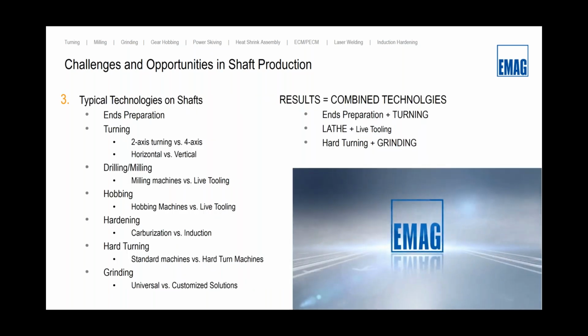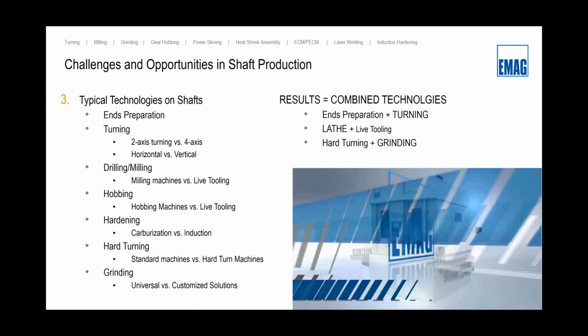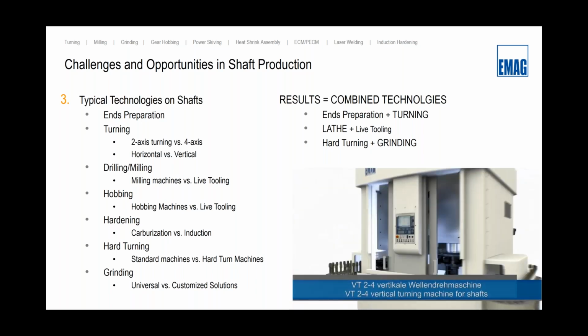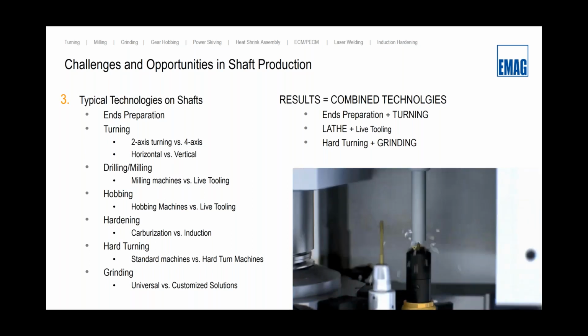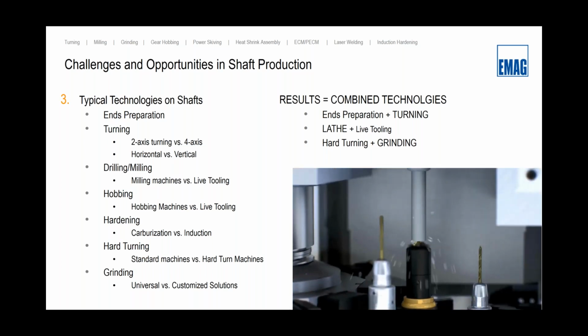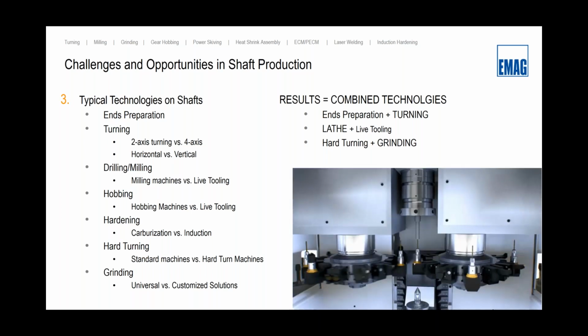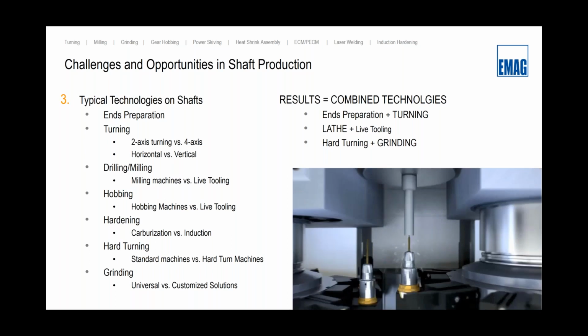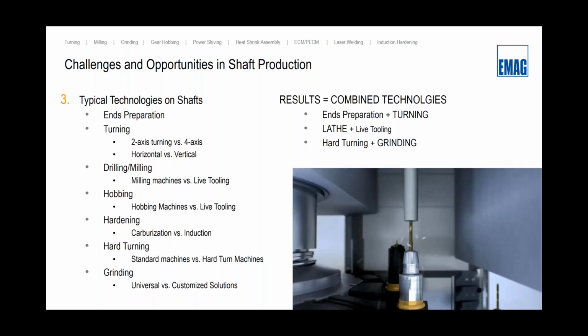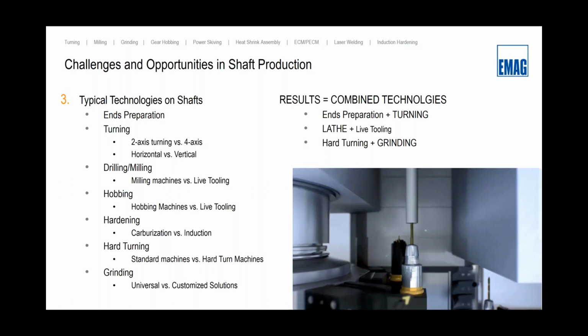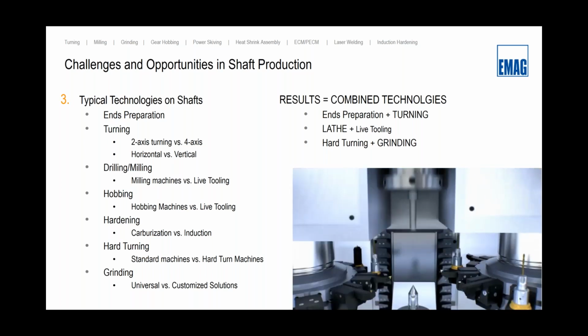So if we talk about the full complete process chain, there's a lot going on. The ends prep, the turning, drilling and milling, hobbing. Starting with the drilling and milling, I would say the majority of our machines out in the market are utilizing live tools, and you likewise see that here in the video of the VT2 doing the same thing, ends prep, before we begin the 4-axis turning.